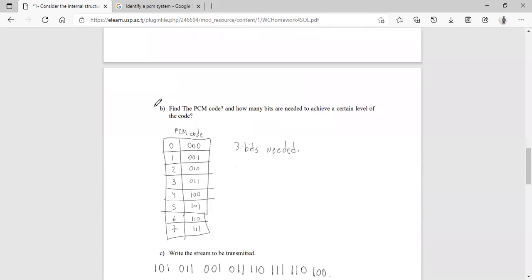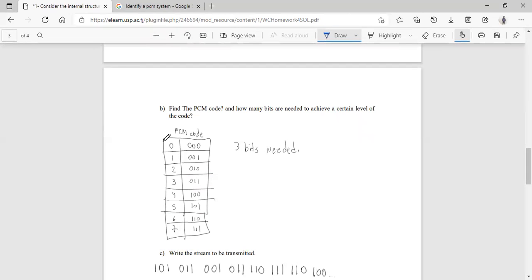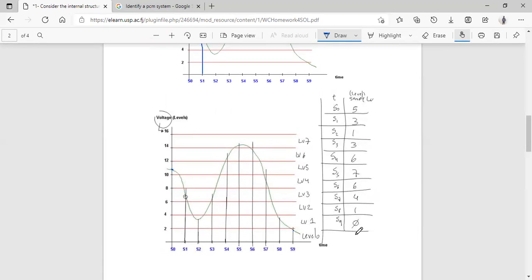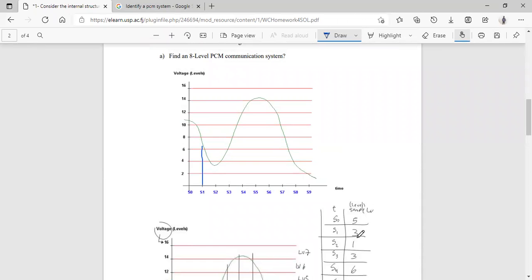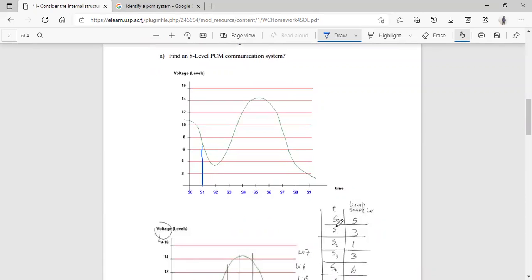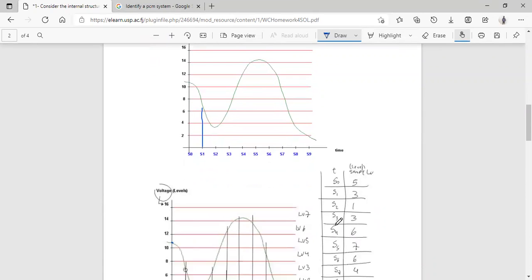Moving on to part B of this question, it says find the PCM code and how many bits are needed to achieve a certain level of the code, right? Based on the values that we got over here, we now have to write a PCM code. We have identified the digital values associated with each sample, so t is equal to 0, s1, and so forth. We are going to have these particular values.